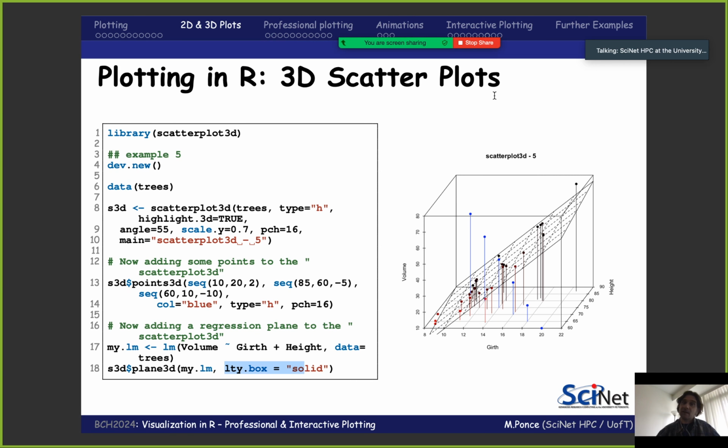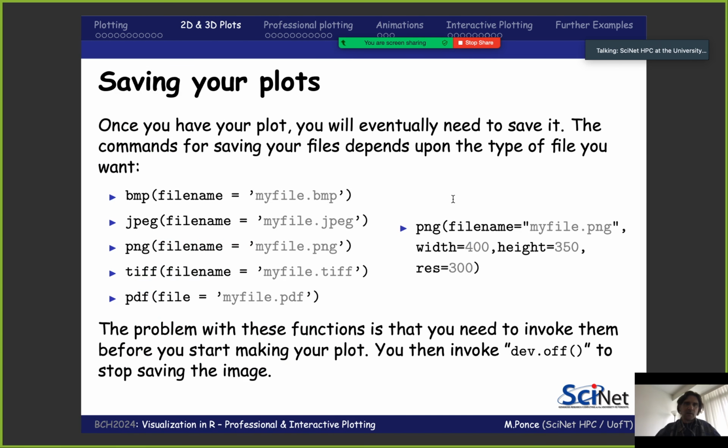Okay. Again, I found scatterplot 3D is a simple library compared to other more sophisticated libraries, but it allows you to do three-dimensional plots, or point representations, and simple objects like plane representations. Okay. Before jumping into professional plotting.